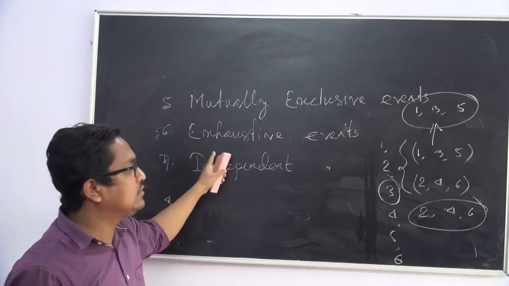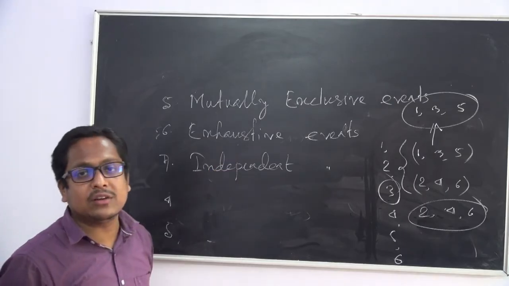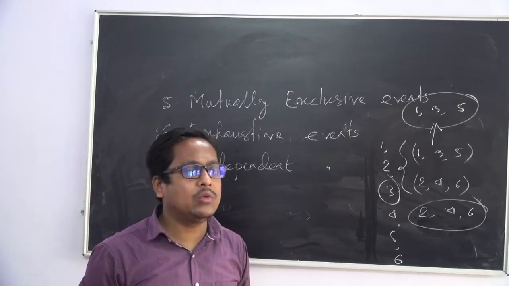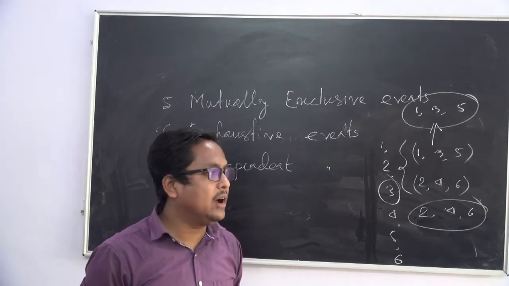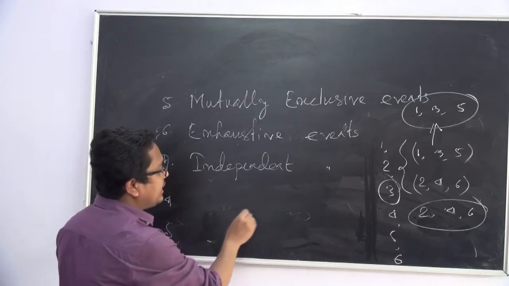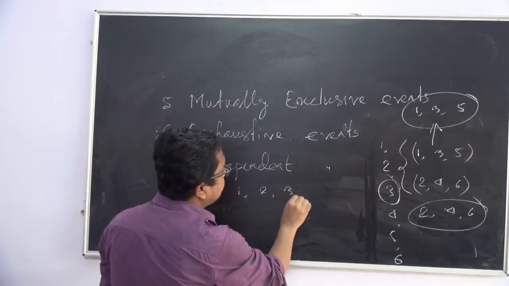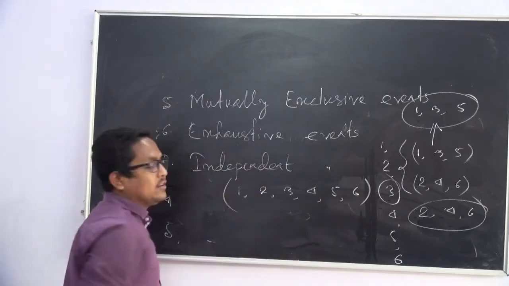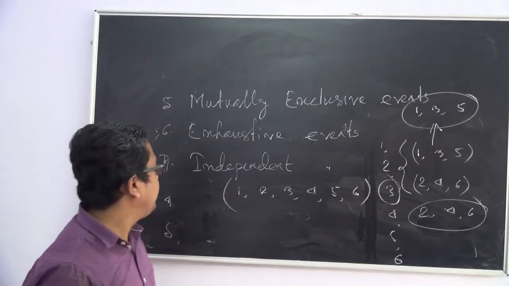Next is exhaustive events. Exhaustive events are the total number of all possible outcomes of any random experiment. That means if we throw a dice, the outcomes 1, 2, 3, 4, 5, 6 are known as exhaustive events.